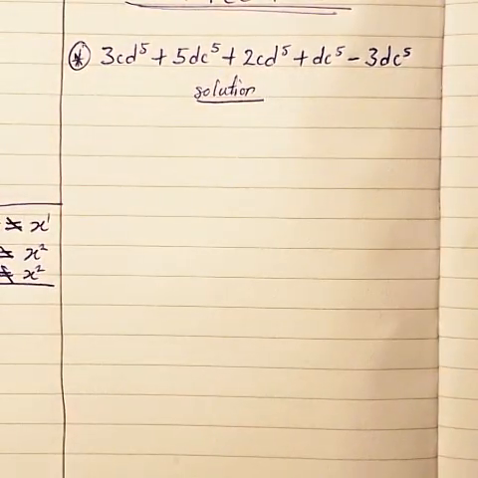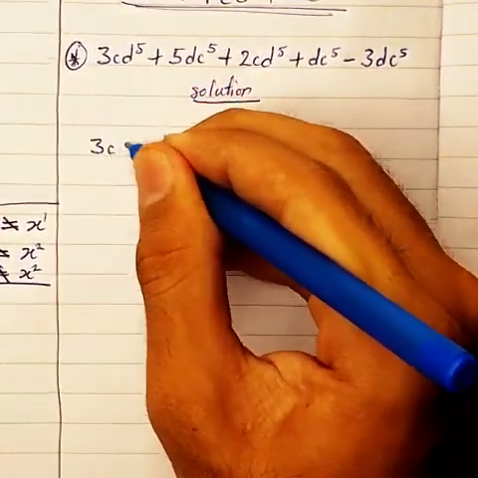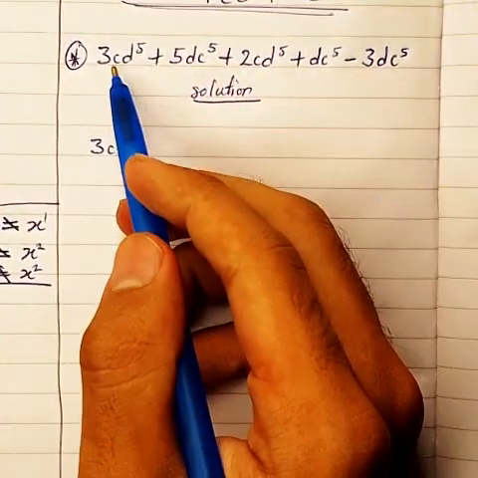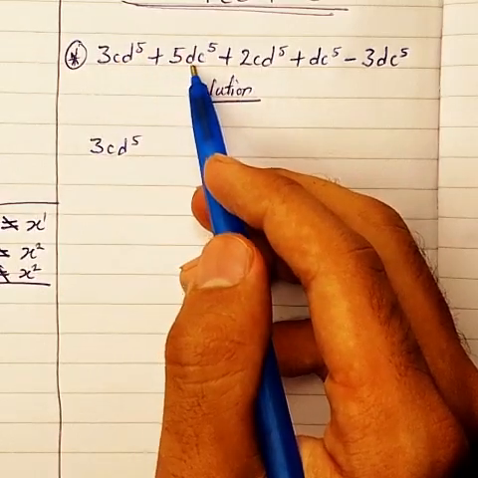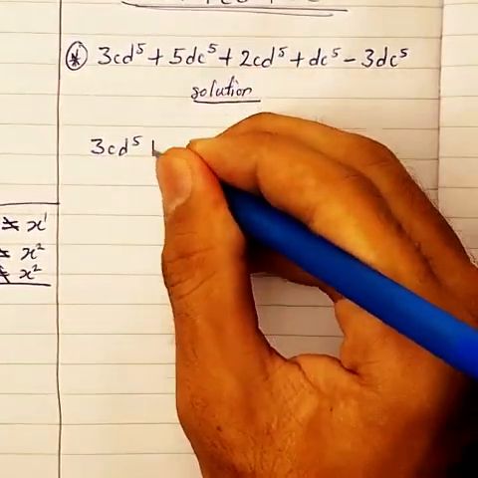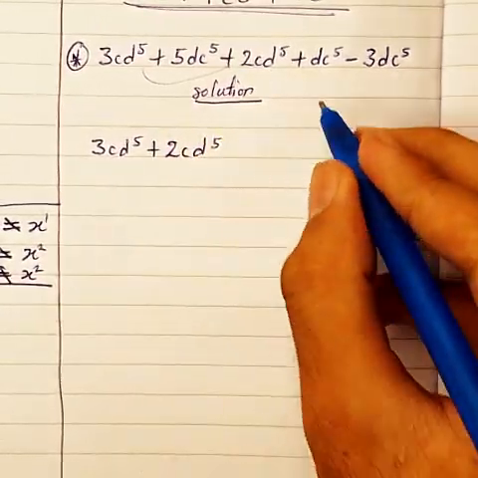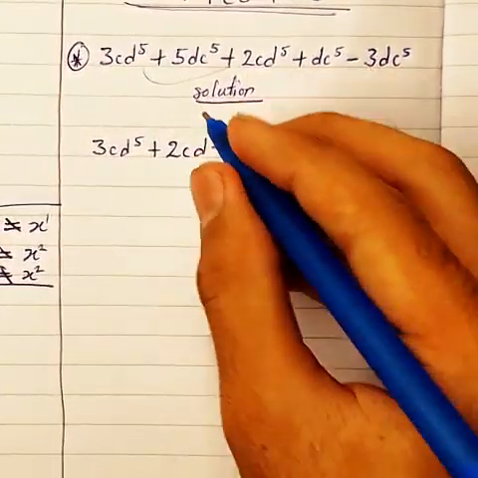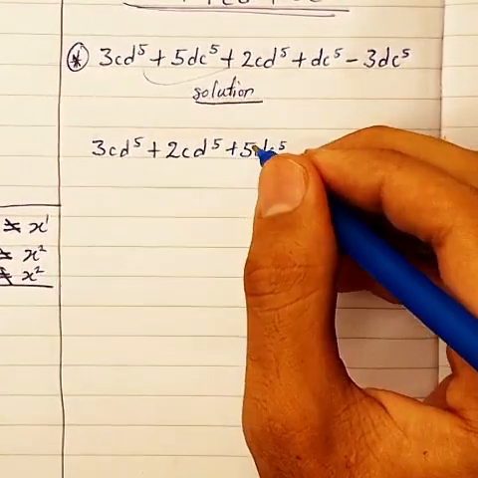So we get another interesting question. Let's start with this. We get 3cd raised to the power 5. This one is not cd and dc. This one is cd raised to the power 5. Okay. So they combine now. 2cd raised to the power 5. Any other cd? No other cd. So let's come back with the value 5dc raised to the power 5.